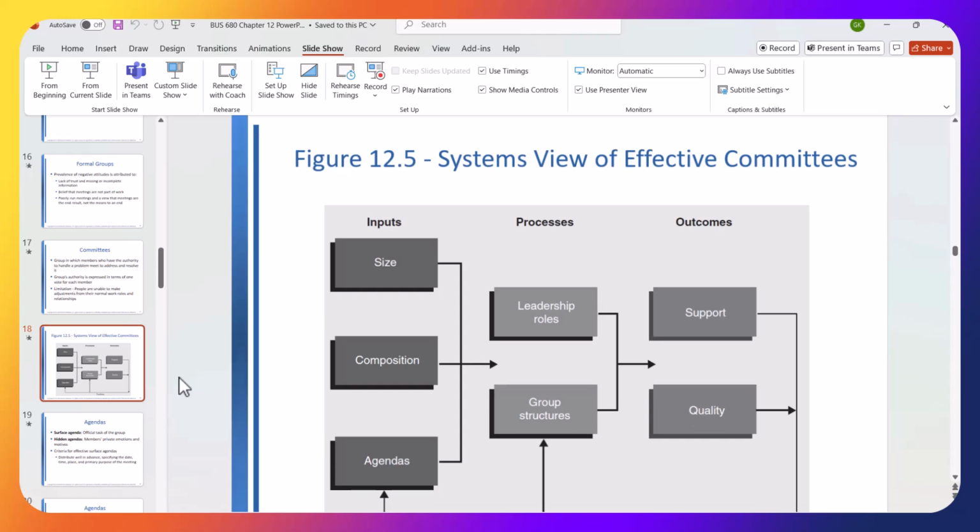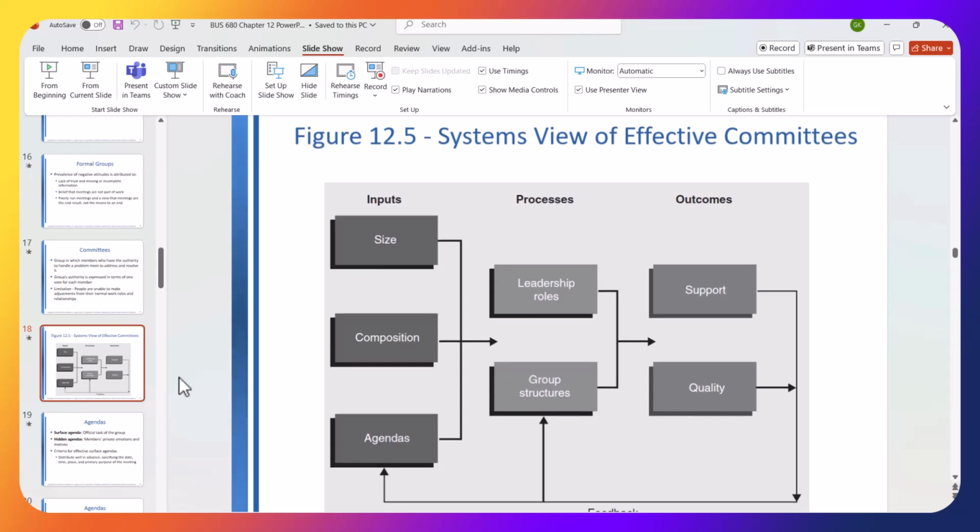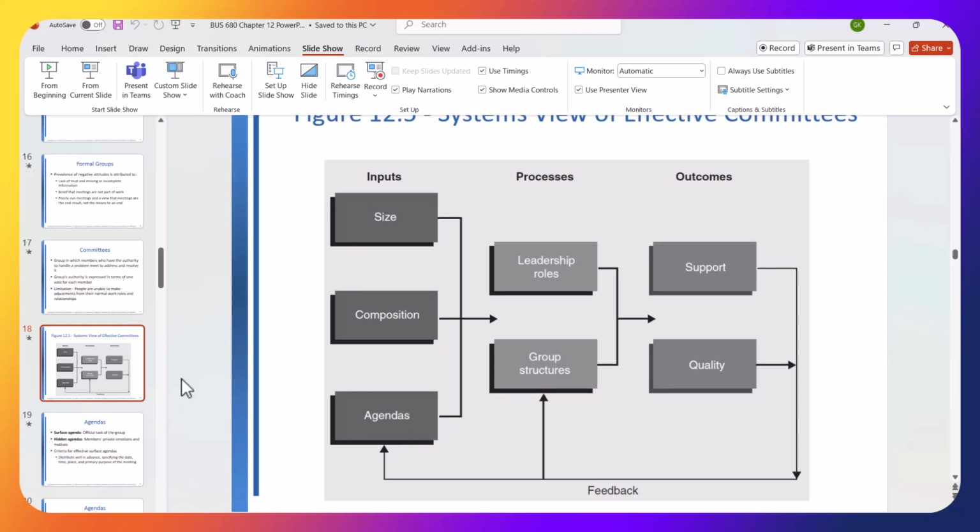Systems view of affected committees. So when you look at this, you see inputs, processes, and outcomes. If you look at the inputs: size, composition, and agendas. Look at the processes: leadership role, group structures, support, and quality. So as you see, these things are all interrelated. If you have a breakdown somewhere in here, it's going to ultimately affect the output and also the feedback.